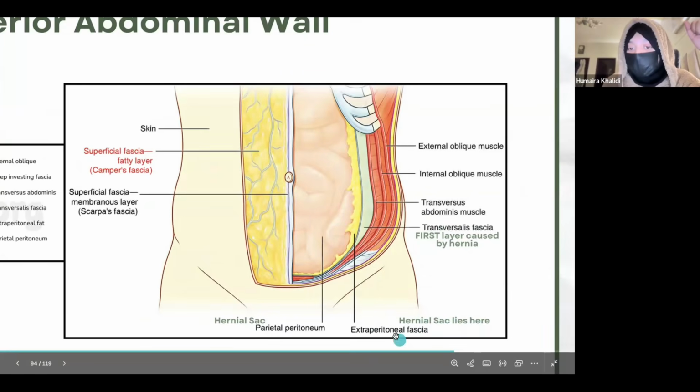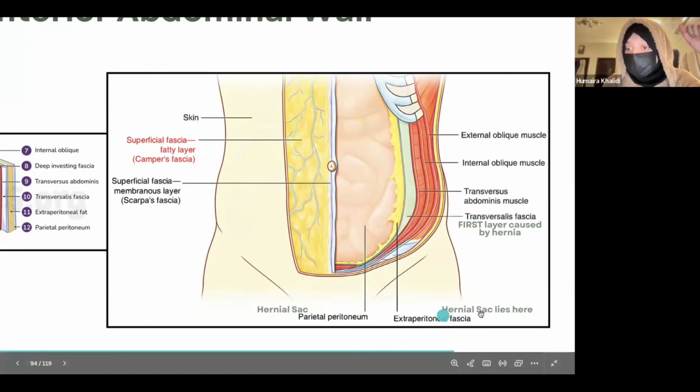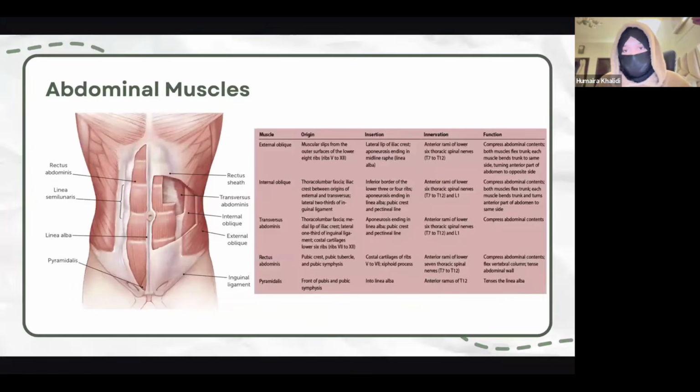And the hernial sac lies in the extraperitoneal fascia. Do you remember how the extraperitoneal fascia was in front of the parietal peritoneum? This is where the hernial sac lives. But the hernia itself is a part of the parietal peritoneum. So you need to remember all of this, guys. Parietal peritoneum is where the hernial sac is formed. The extraperitoneal fascia is where the hernial sac protrudes into. And then the transversalis fascia is the first layer to get affected by the hernia. These are the abdominis muscles.